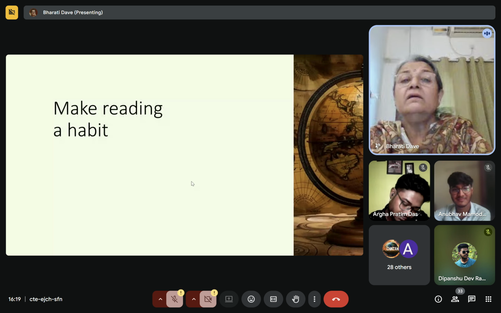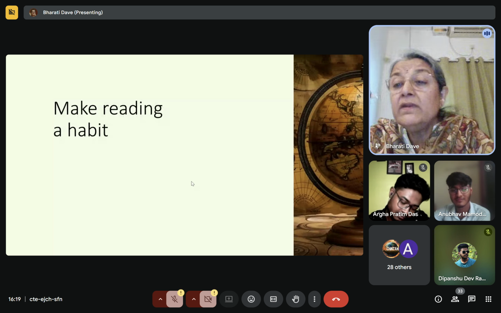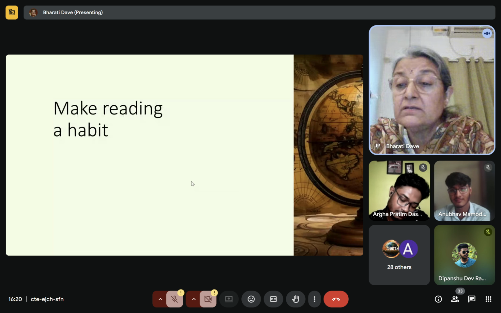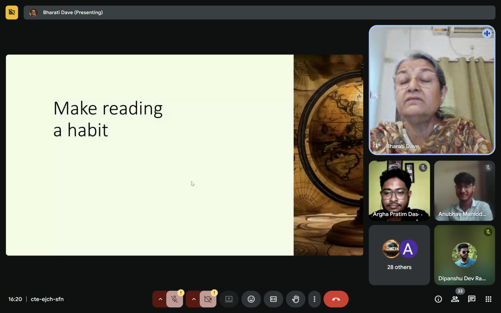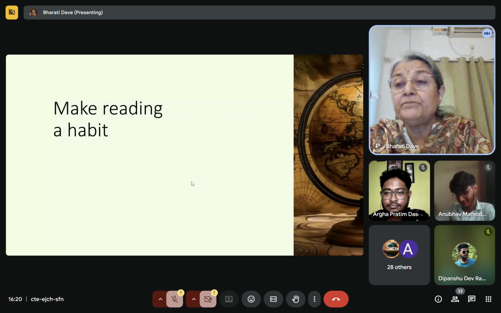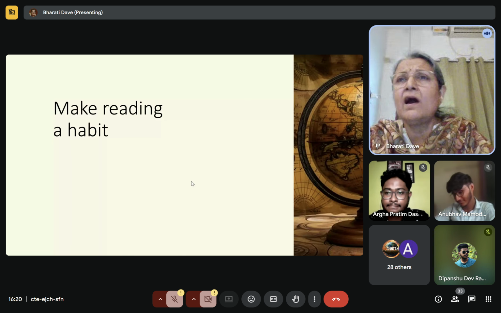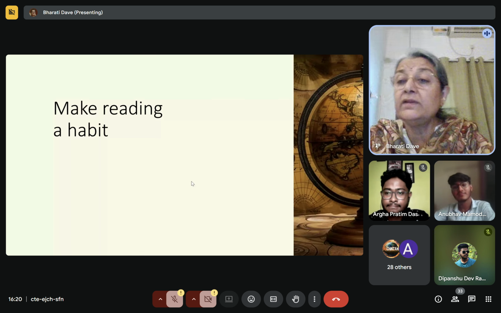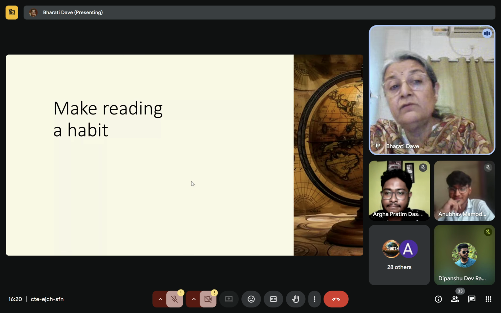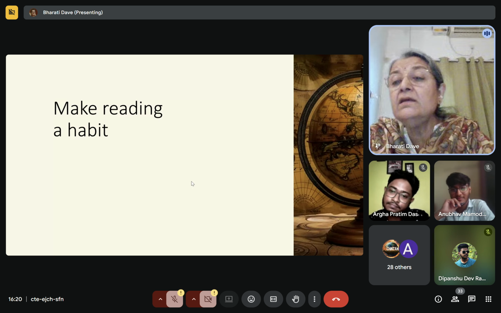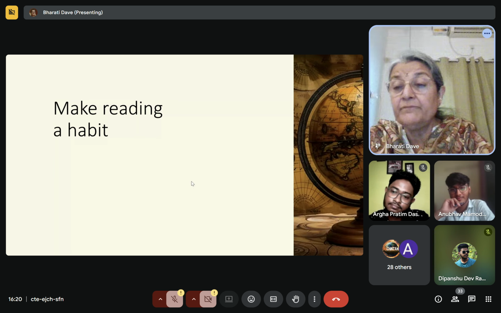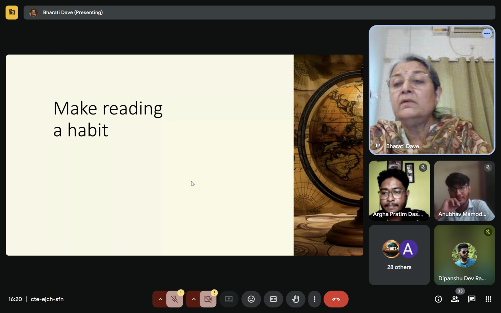Second thing is making reading a habit. If you read, only then you can write. Reading is the fundamental thing for any kind of writing, because it gives you imagination, it gives you how to express. Otherwise, you will never know how a thing can be said subtly, how it can be said directly. So reading has to be an important habit for any budding writer. Make a routine.